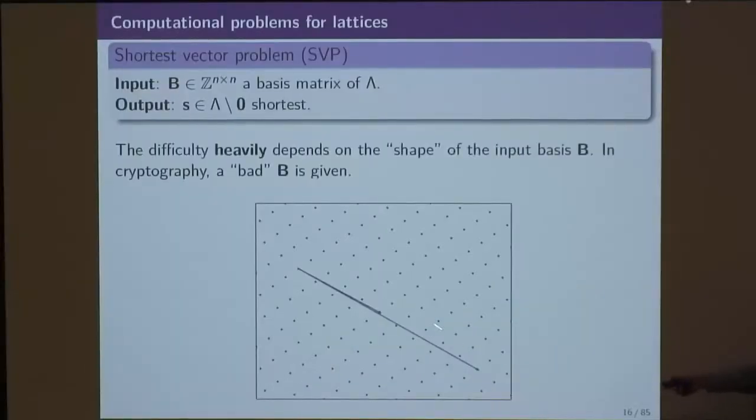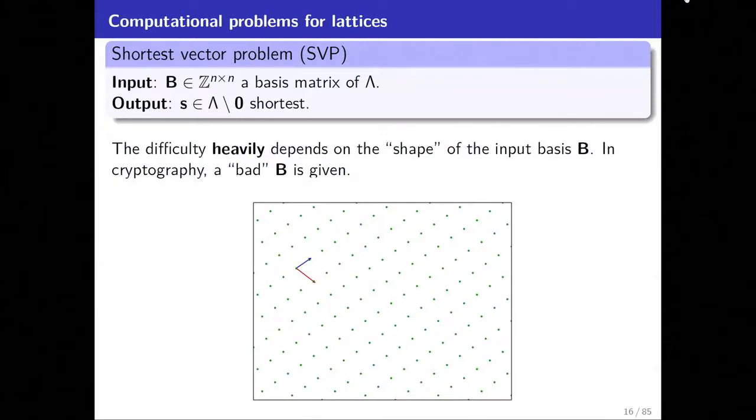In cryptography, the input basis has a shape similar to this one, where the vectors are very skewed to each other, so they are very far from orthogonal to each other. So the task is, with that input, to recover this more orthogonal lattice basis. That's the task.